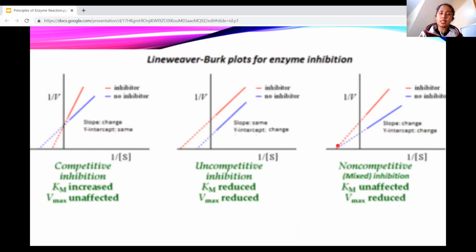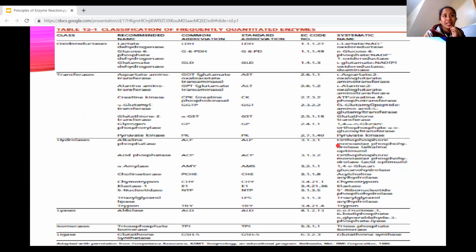So, class, at least, diba, there's some meaning in what you have drawn. I hope you've drawn this. So class, we have a classification of frequently quantitated enzymes, and this is a summary. I don't know, saan ko ba nakuha to? Henry or Bishop? Anyway, class, it's in your module.